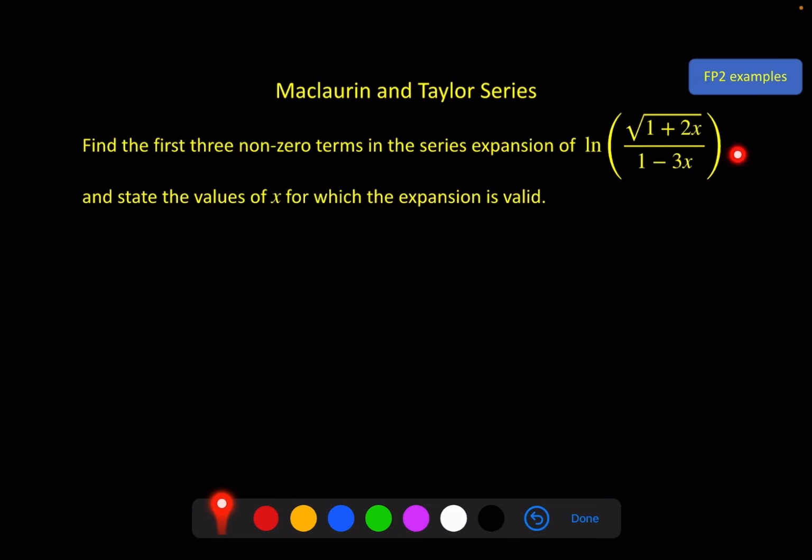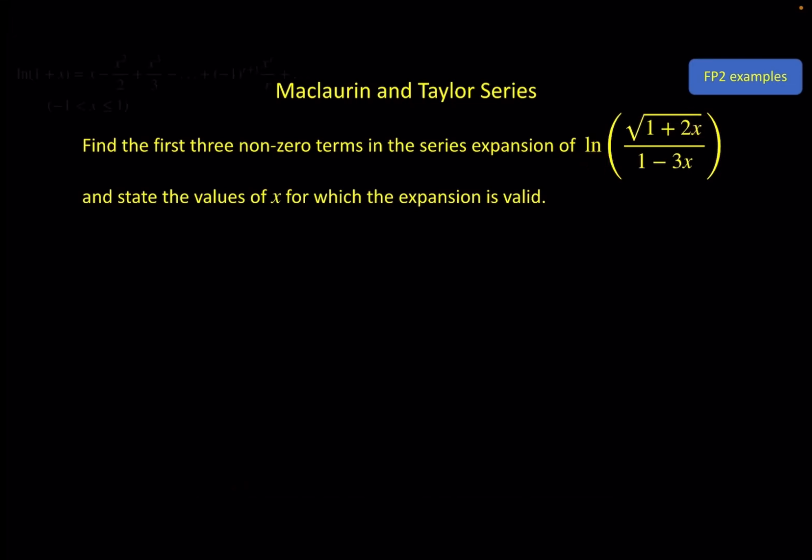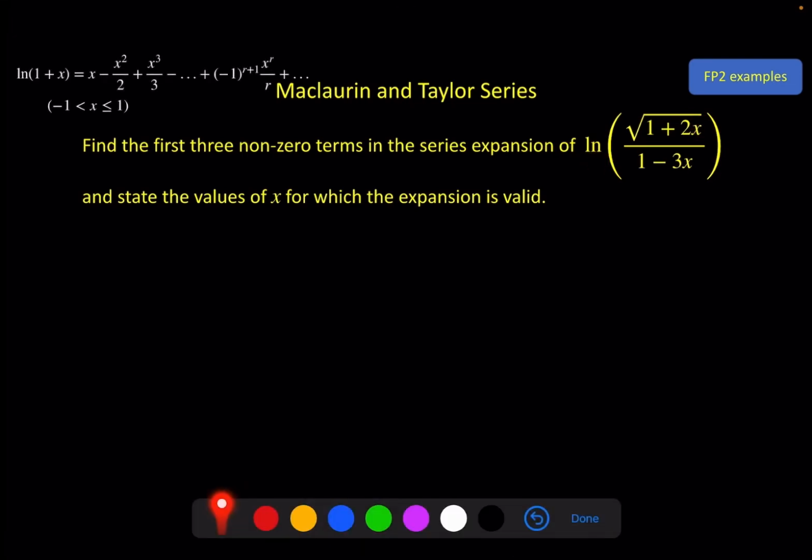Looking at this first. To do this, we're going to use the natural log expansion. Here it is. But you can see that the natural log expansion is not going to fit this in here. We need a 1 plus something. We just don't have that here. So first I'm going to need to do some logarithmic manipulation.